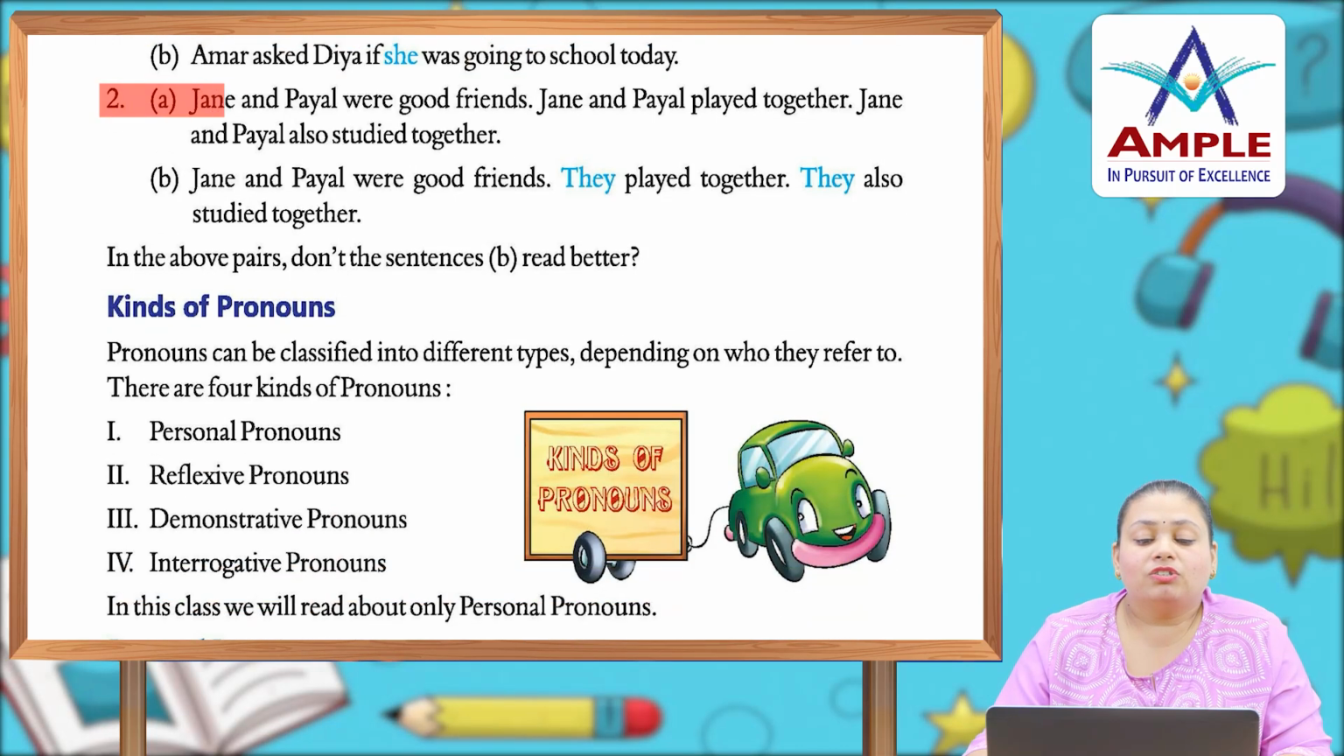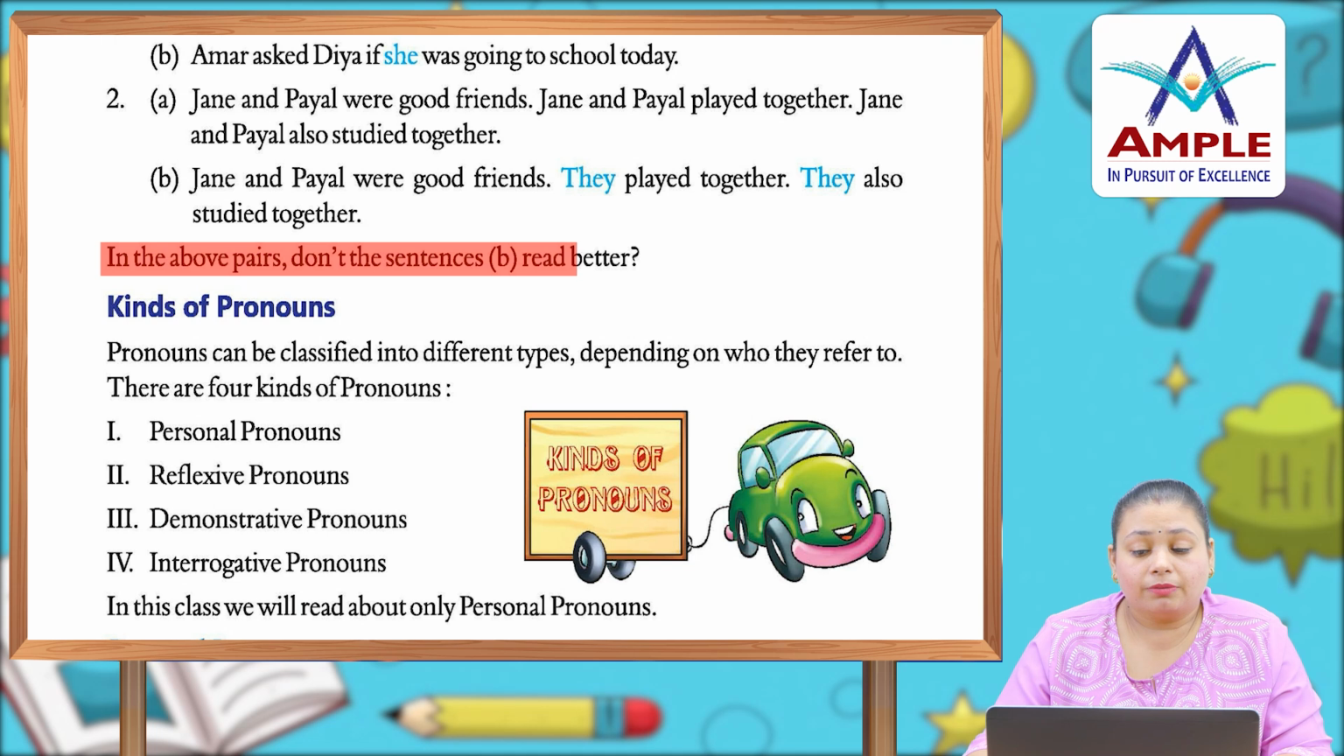Okay, now number 2. Jane and Payal were good friends. Jane and Payal played together. Jane and Payal also studied together. Now we will read this again with the help of pronouns. Jane and Payal were good friends. They played together. They also studied together. In the above pair, doesn't the second set of sentences read better? When you read the B sentences, they sound much better than the previous ones, right?